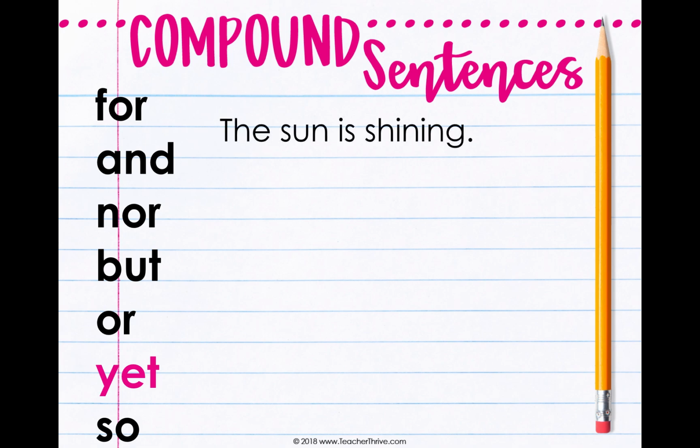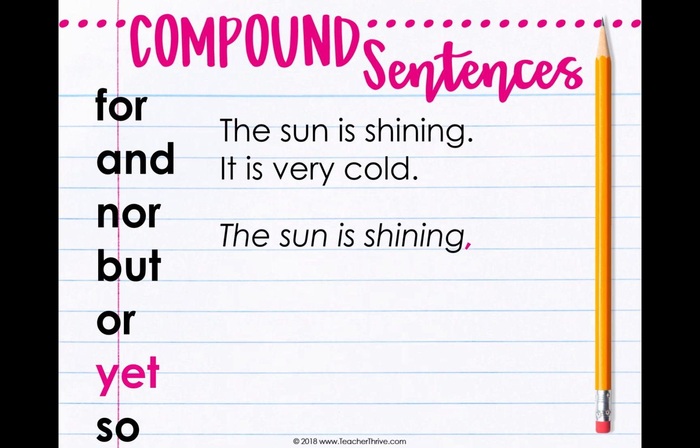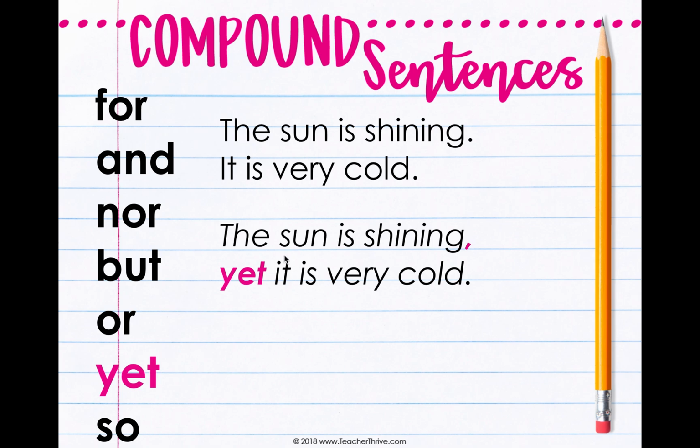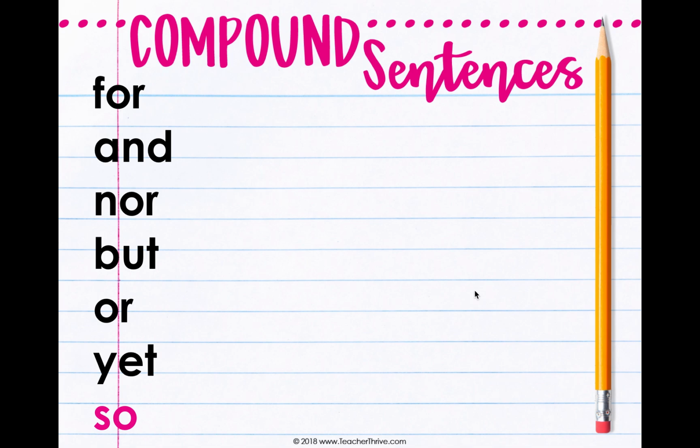Let's look at the sun is shining. It is very cold. We're going to combine these two simple sentences with the conjunction yet. The sun is shining, yet it is very cold. All that you have to do when you have two complete sentences is decide which conjunction you have to use. They all have a special job, a special meaning. Then you always add the comma after the first sentence, you add the conjunction, then you add the second sentence, and then you add the period. The sun is shining, yet it is very cold.